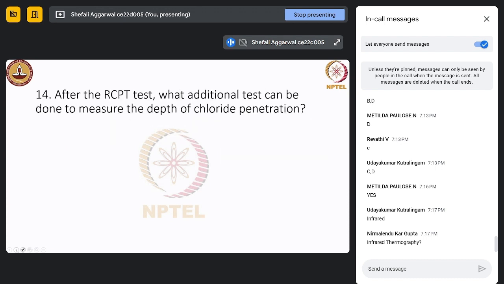So this is the last question for today. After the RCPT test, which additional test can we do to measure the depth of chloride penetration? There are no options. So what do you think? Which test do we have to do to check how much chloride has penetrated through the concrete during RCPT?